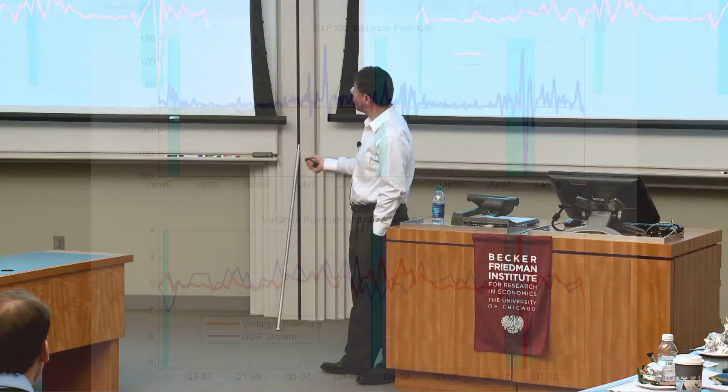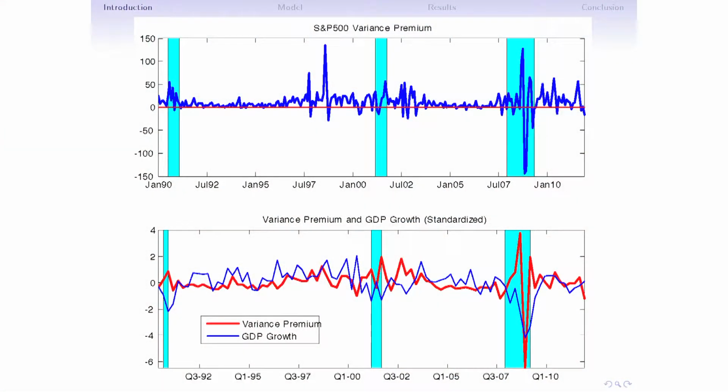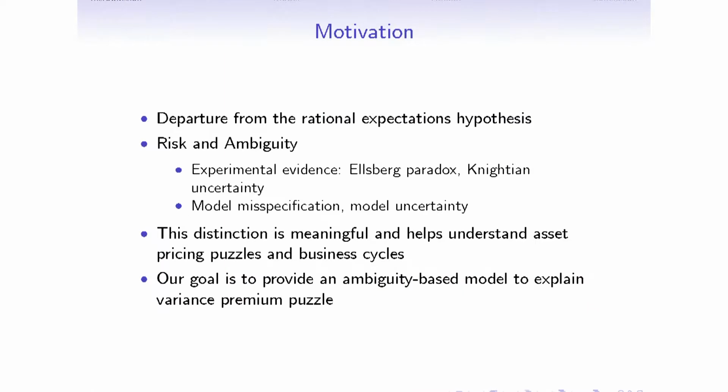And here, look at this figure. This figure illustrates that the variance premium is procyclical. It's countercyclical, I'm sorry. This is GDP data, and this variance premium is standardized. Okay, that's the data. So we want to depart from rational expectations.